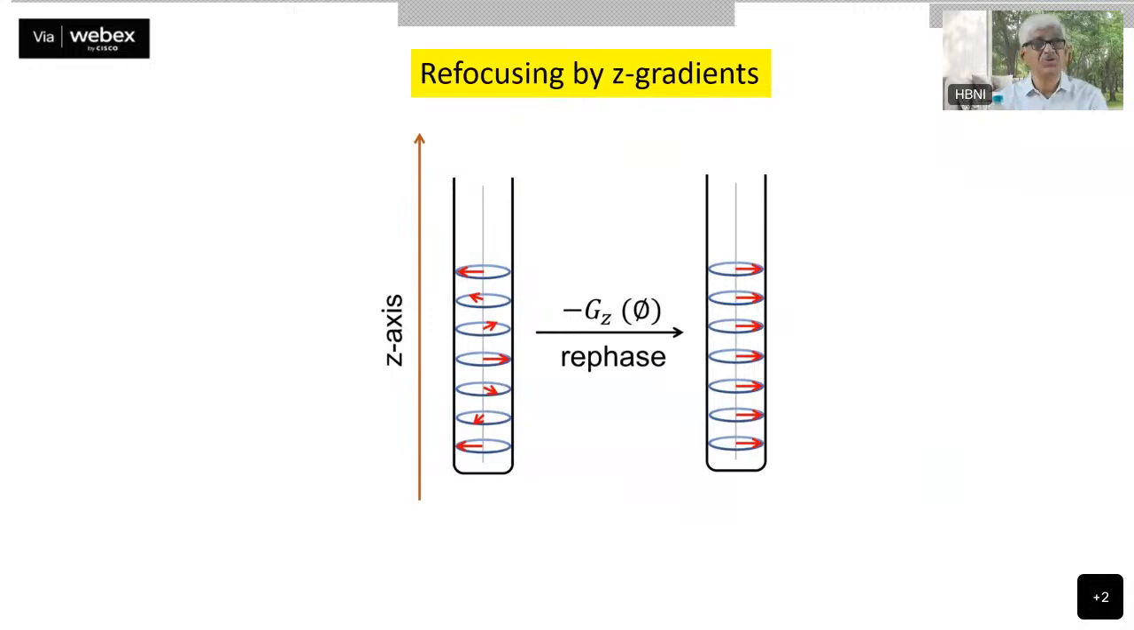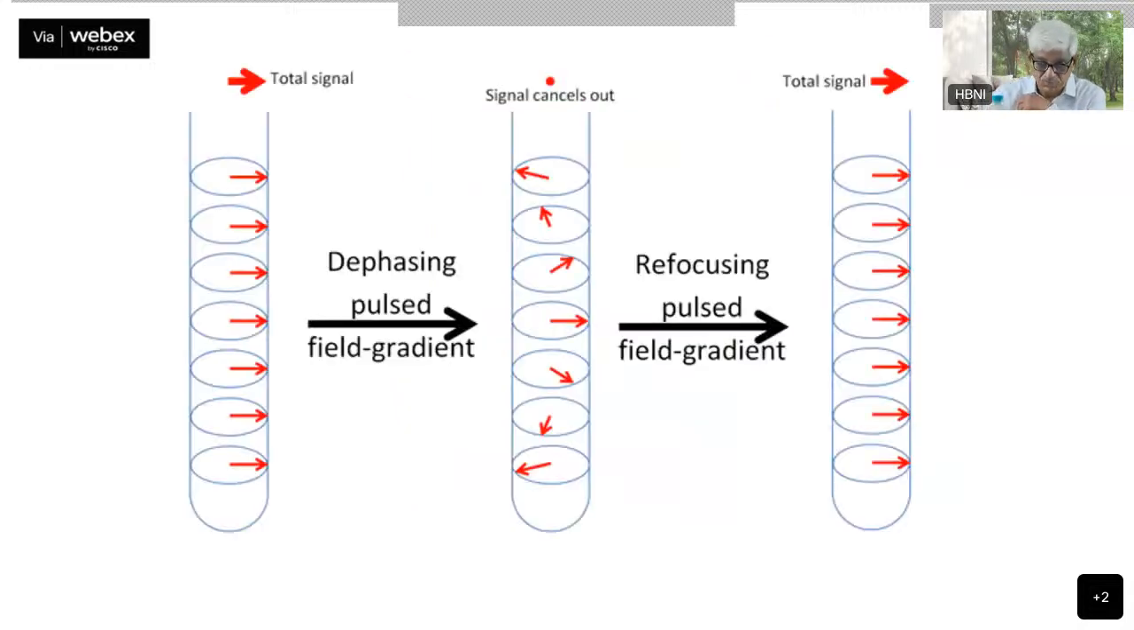Okay, so these are the important points to remember. That is again indicated here. Dephasing, so you have the total signal here, dephasing pulse field gradient. So you have created this whole thing, and if you look at the net sum of all these, what will be the sum?